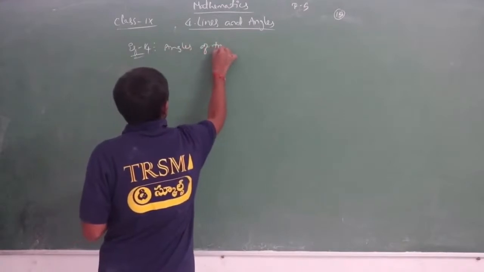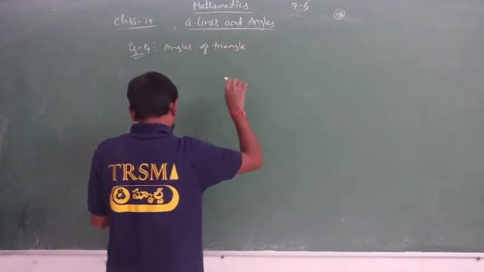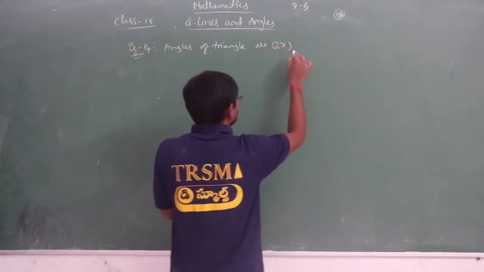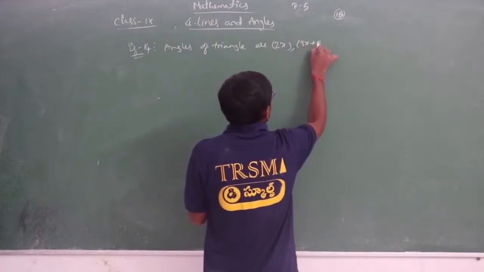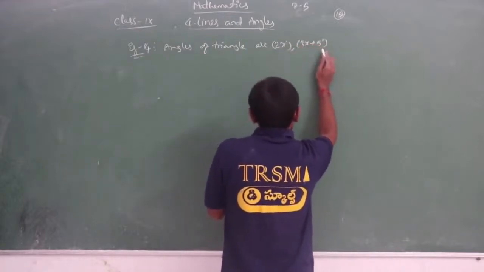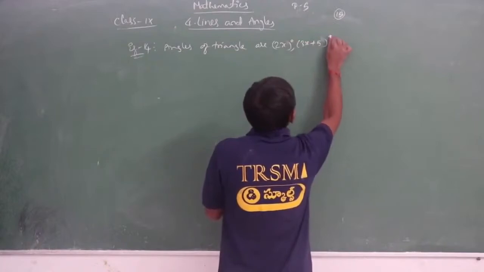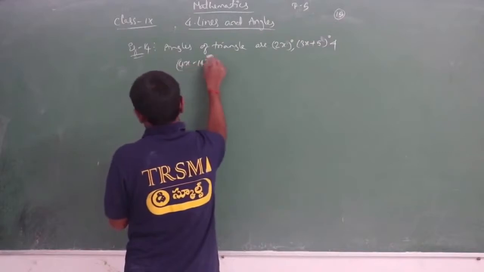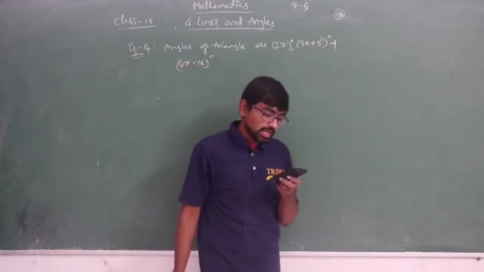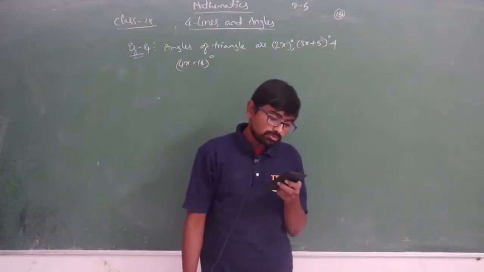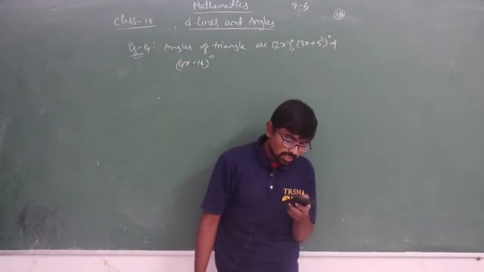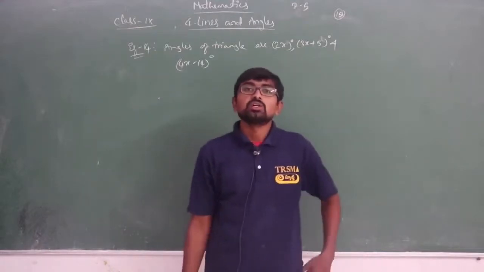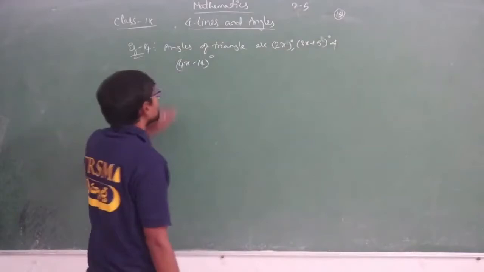Angles of a triangle are 2x, 3x plus 5 and 4x minus 14 degrees. So find the value of x and the measure of the angles of a triangle. So what you know is that he had given 3 angles of the triangle.